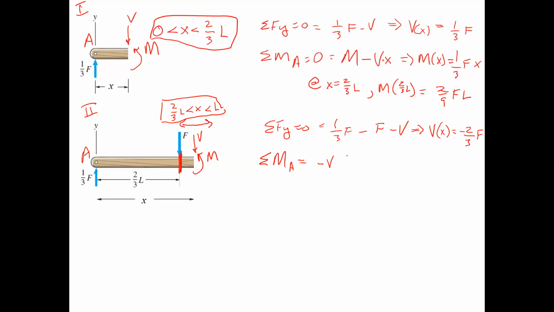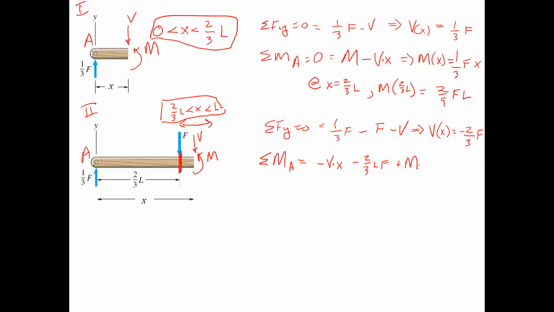Minus V times what? 2/3? Nope. What's the distance from V to A? X. Minus V times X, right? What's another moment? Minus 2/3 L times F. That's the moment of this force about A, right? Isaac, another moment about A? Plus M, good. And again, that's an M of X.